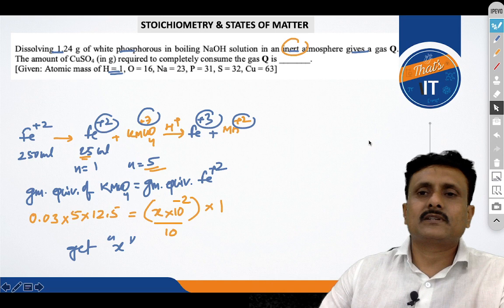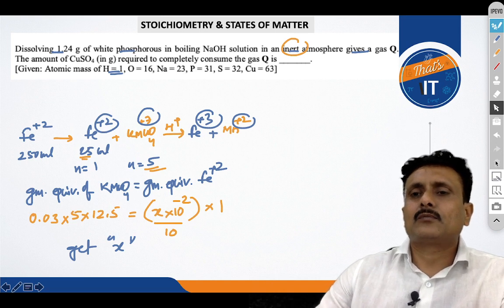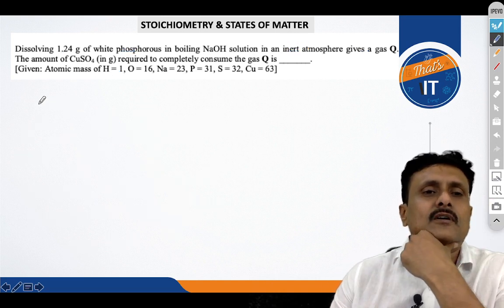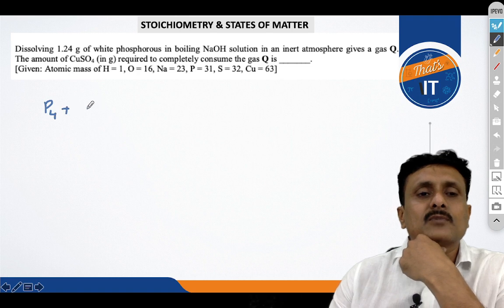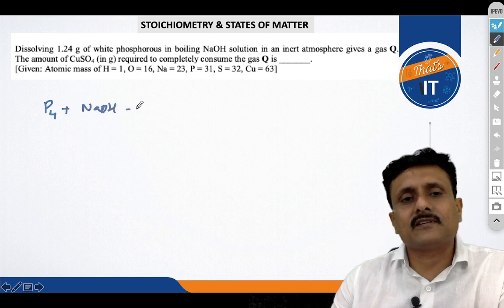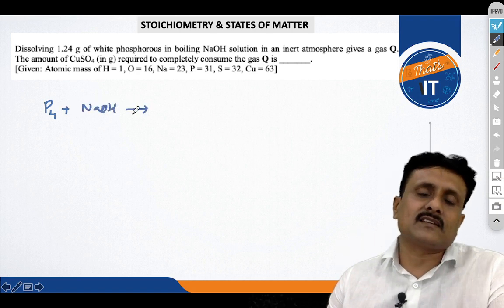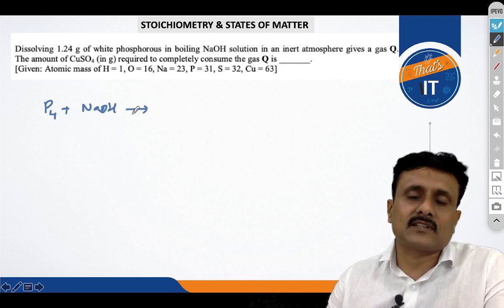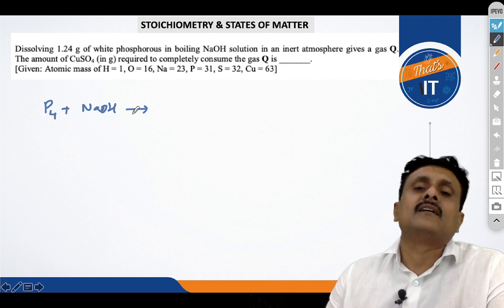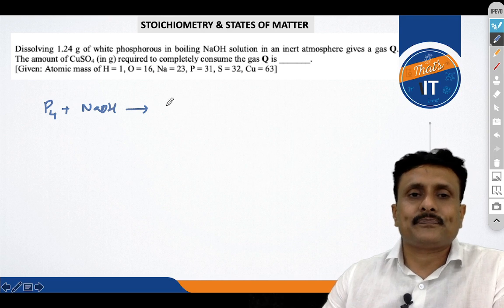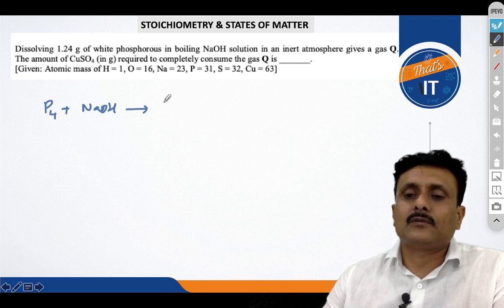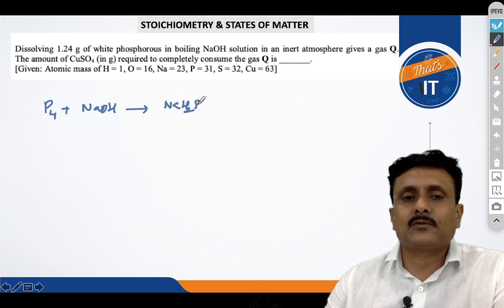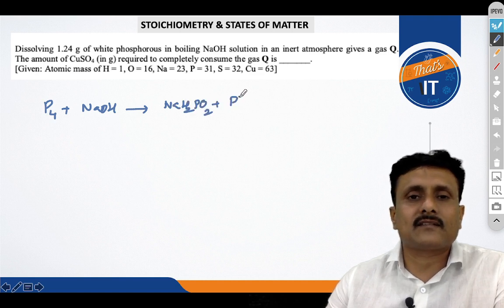Next question looks to be again mole concept based. How you are going to solve it: P4 is boiled with NaOH, a very famous reaction, which is there in the textbook, such as your intermediate textbook, that is 11th and 12th, and also in the Opitandon textbook, right? So one should know here NaH2PO2 and PH3. You can see the gas is mentioned.